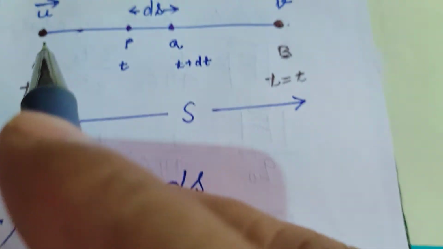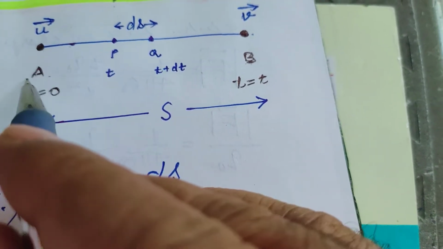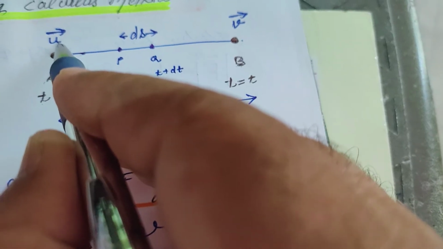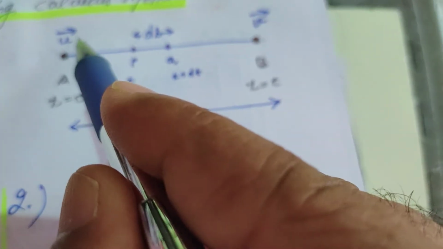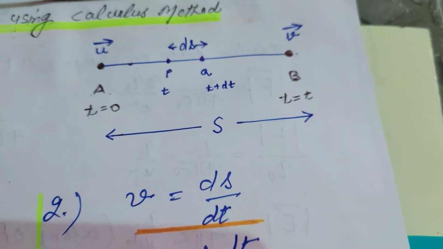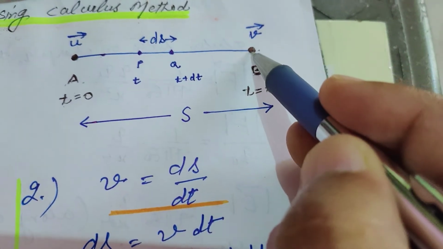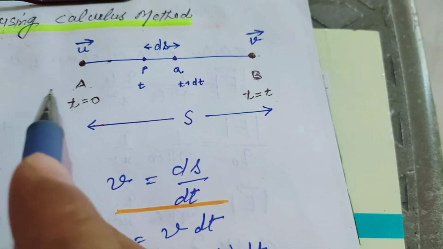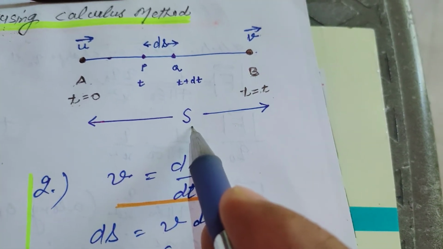So let us suppose this is the starting point, or I can take this as the observation point A. I have started my watch, so time is 0, and I have noted that the velocity of the body is u. So in the beginning, at t equal to 0, the initial velocity of the body is u. After some time t, let the velocity of the body increase to v, and between t equal to 0 and t equal to t, the distance covered is s.